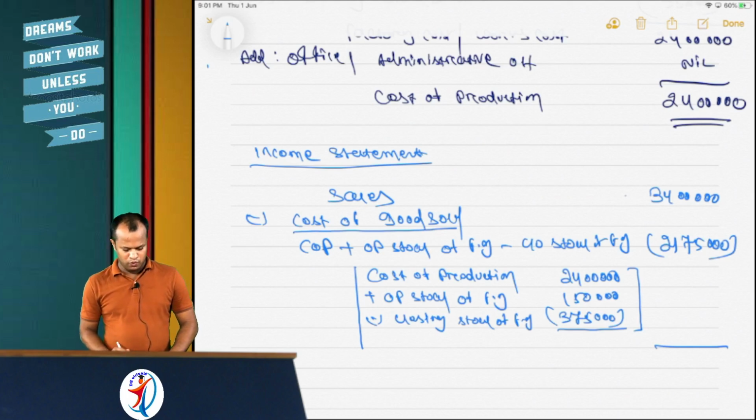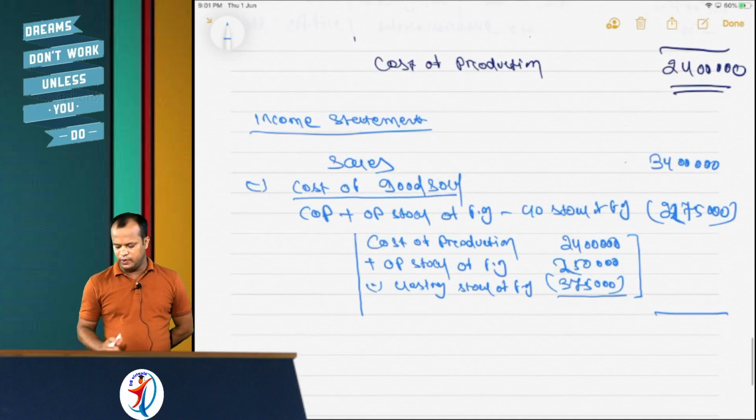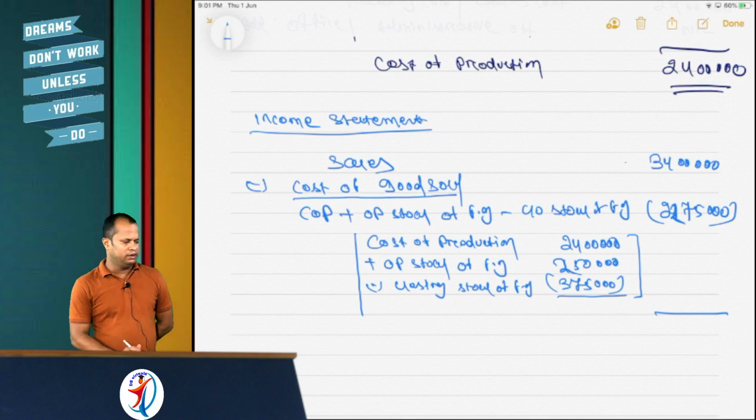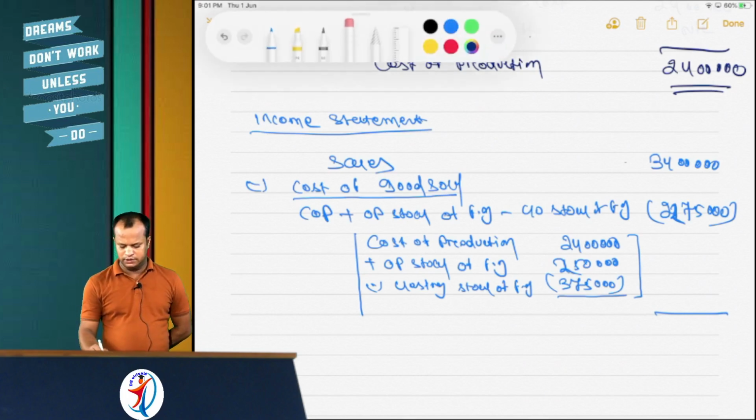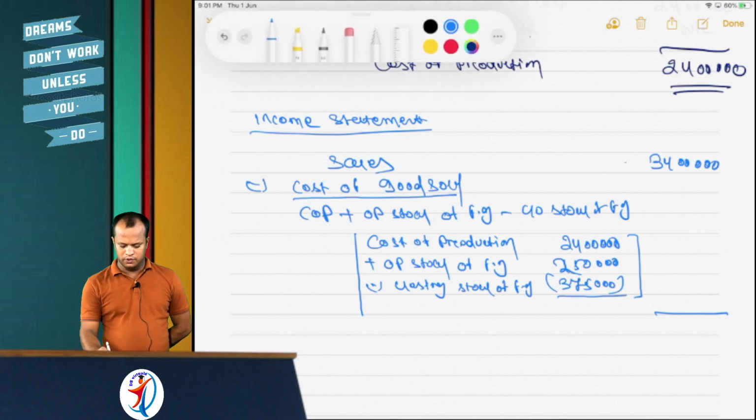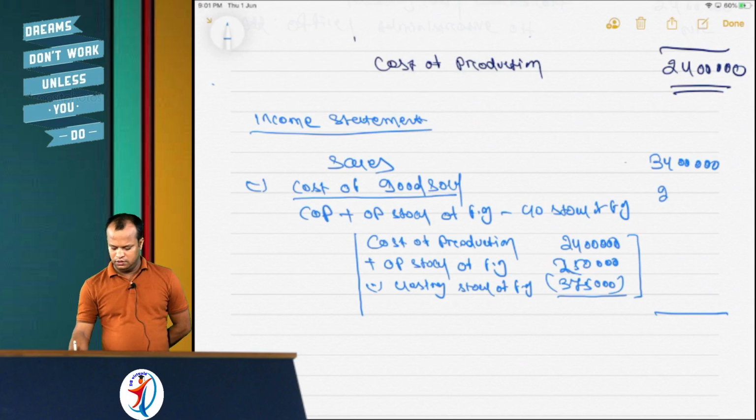No. Opening stock of finished goods is 2,50,000, not 1,50,000. So cost of goods sold will be 22,75,000.